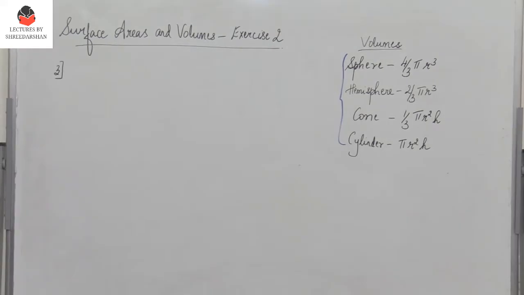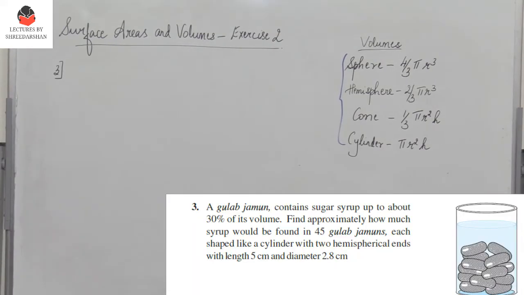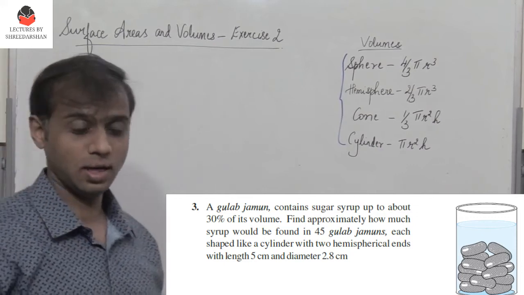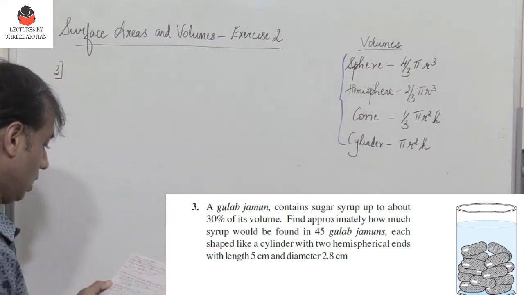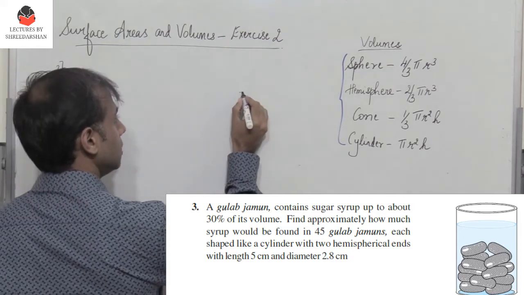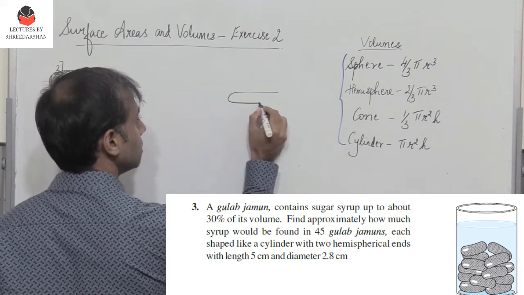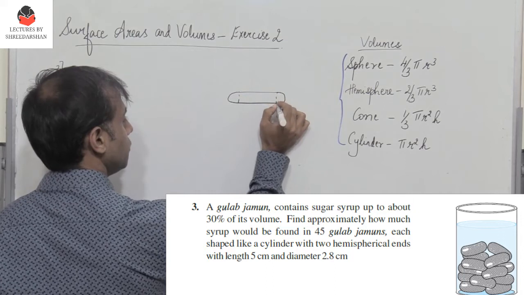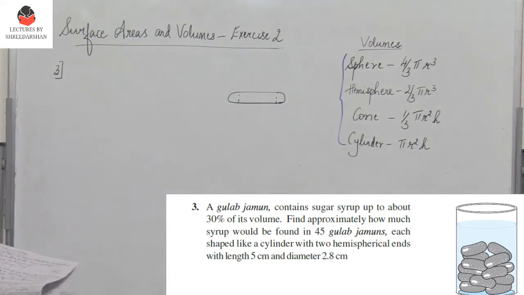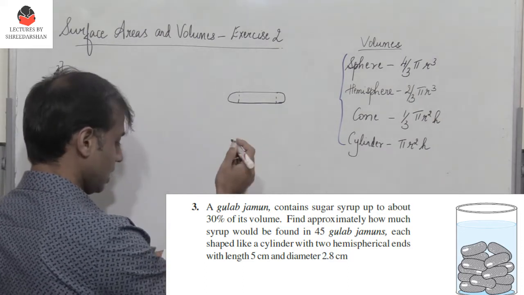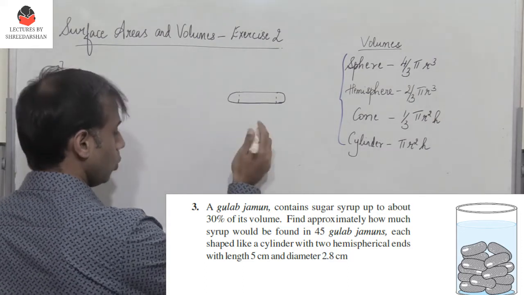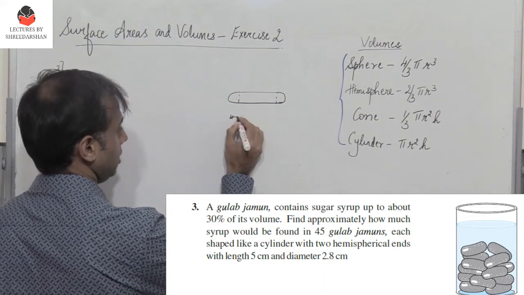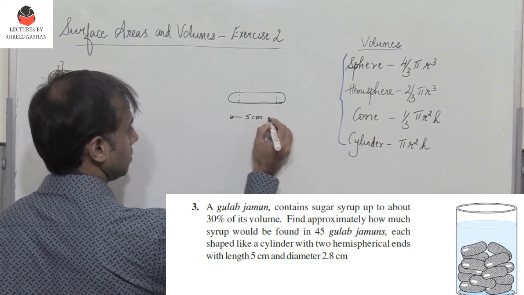Now problem 3 is a very sweet problem because it's related to gulab jamuns, and I guess most of us love eating gulab jamuns. A gulab jamun here is in the form of a cylinder with two hemispheres on each end. It's been given that from one end to the other end, the length is 5 centimeters.